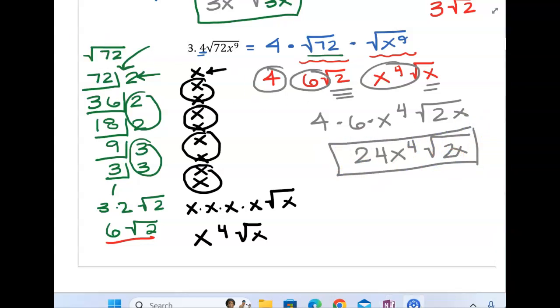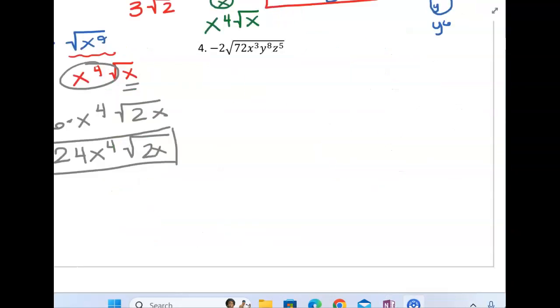So I want you to pause this video. I know number 4 looks a little intimidating, but I want you to pause this video and try to do 4 on your own. Get as far as you can. And then when you're done, unpause it and I'll go over it. If you can do 4, you can do any of them. This is as hard as it gets.